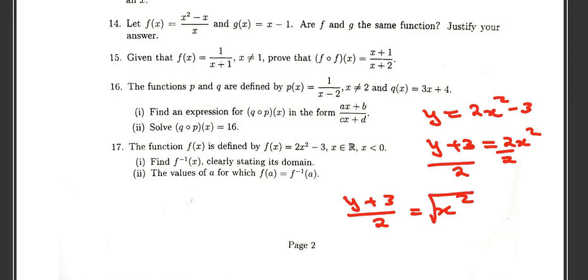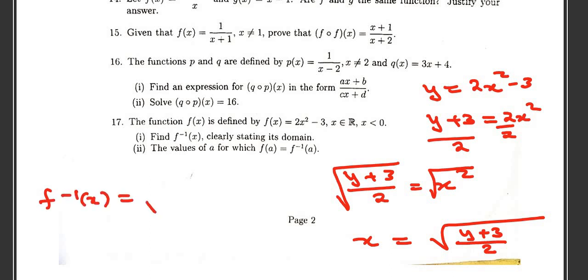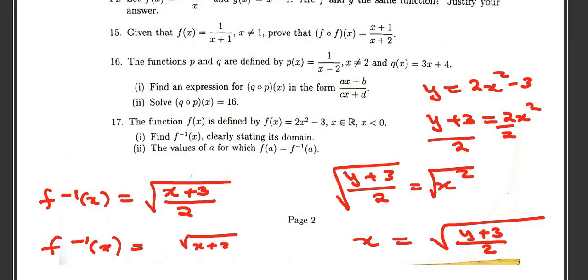Then you can take the square root on both sides. Now, because x is supposed to be negative, it's coming from the negative part, the inverse, f inverse of x, is just going to be the square root of x plus 3, over 2. This is what you get. If you write this, it is the same as the root of x plus 3 over the root of 2.